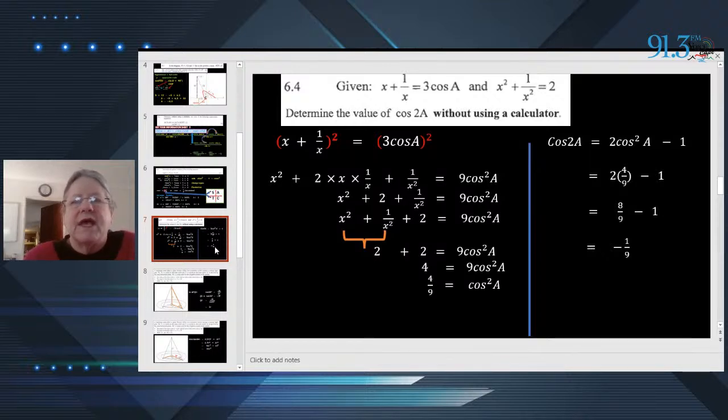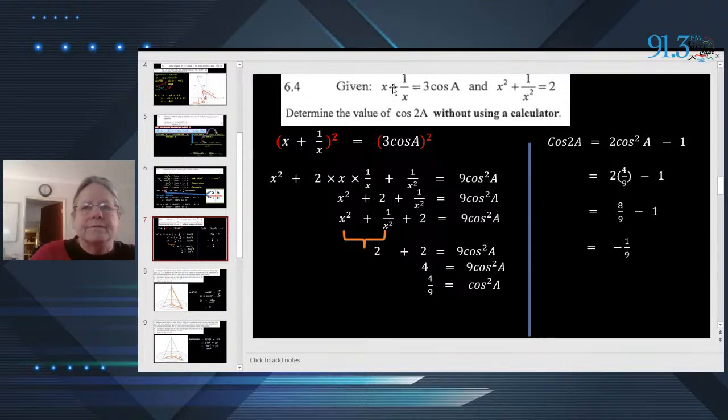They give us x plus 1 over x equals 3 cos A, and they give us x squared plus 1 over x squared equals 2. Now, whenever you see a question like this, where they give you two things, you need to look at where it's related or what is similar in both of them. And what is similar here is the x plus 1 over x. Here's also an x plus 1 over x, except it's now squared. So we're going to start on this side.